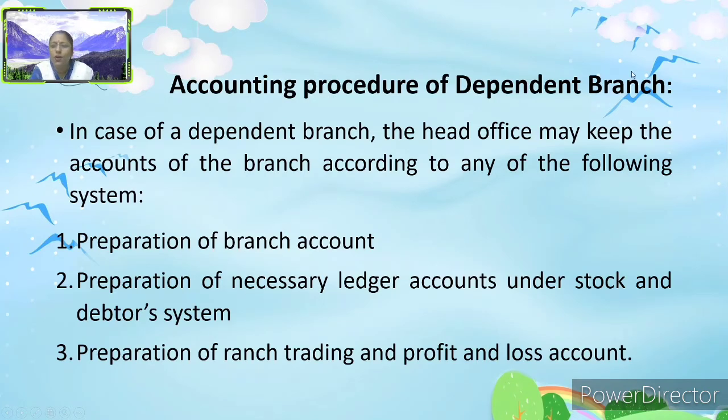Accounting procedure of dependent branch. In case of a dependent branch, the head office may keep the accounts of the branch according to any of the following systems: the preparation of the branch account, the preparation of the necessary ledger accounts under the stock and debtors system, and the preparation of the branch trading and profit and loss account. Means what here, the three methods are these. The first one is that we have to prepare the branch account. Then next will be the preparation of ledger accounts under the stock and debtors system. Then the next will be the preparation of the branch trading and P&L account. These are the important different types. That is how the branch accounts are meant.